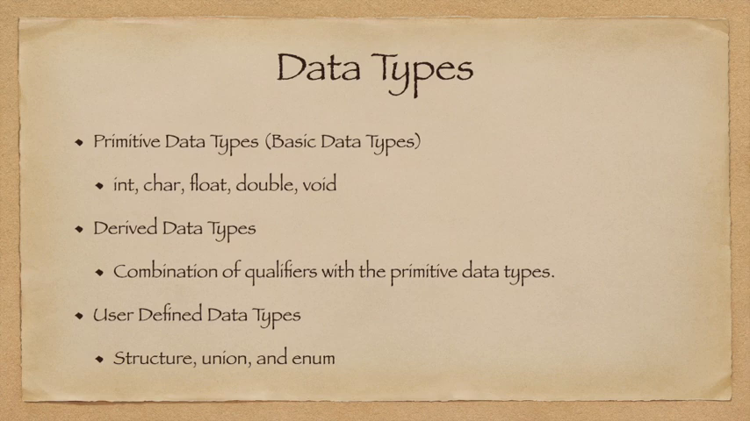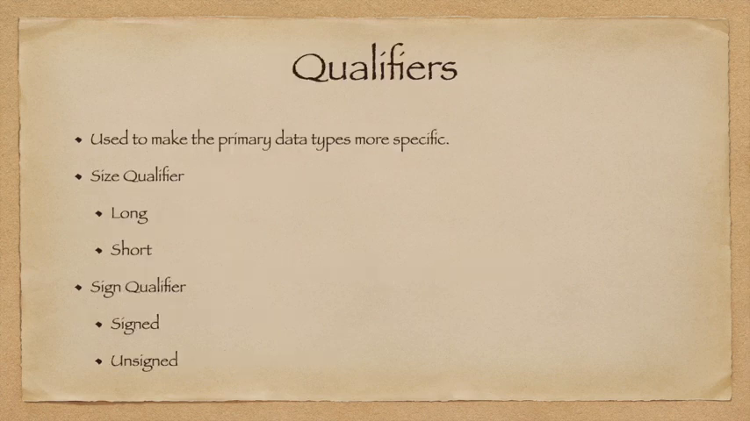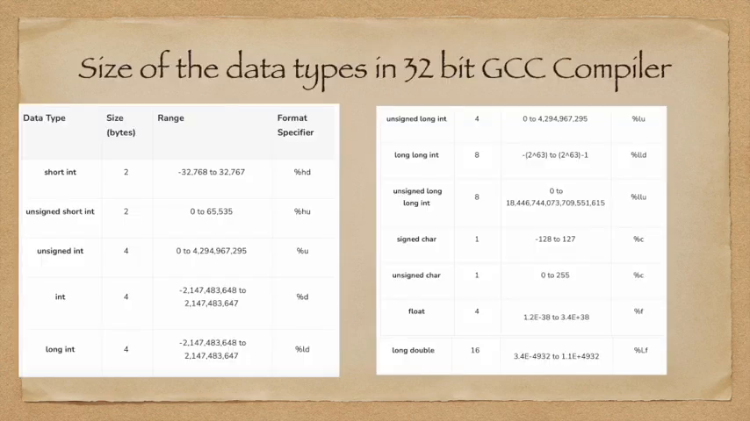When we talk about qualifiers, there can be two types of qualifiers, namely the size qualifier and the sign qualifier. The size qualifier can be long or short, whereas the sign qualifier can be signed or unsigned. The size qualifier changes the size of the primitive data types in case more space or less space is required. The size of the data types in the 32-bit C compiler is somewhat like this.